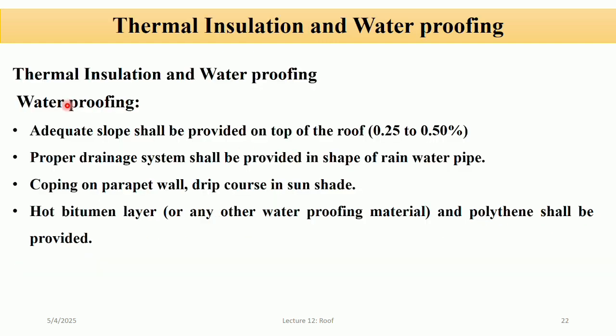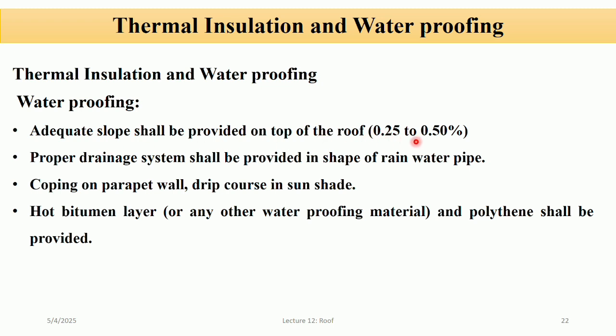So now let's discuss thermal insulation and waterproofing. Waterproofing is a process of making the roof resistant to water so that no leakage or seepage occurs into the building. A gentle slope on the roof surface helps water flow towards the drain instead of collecting.